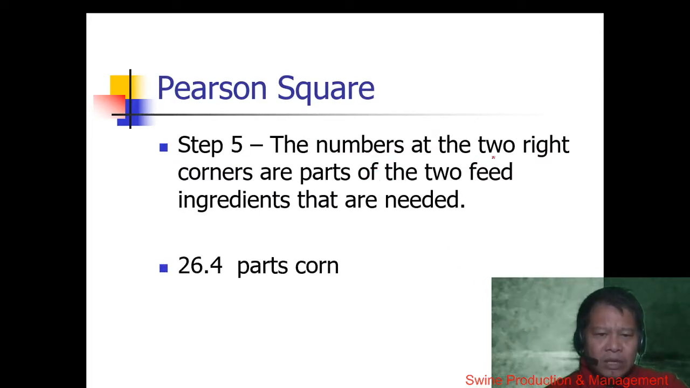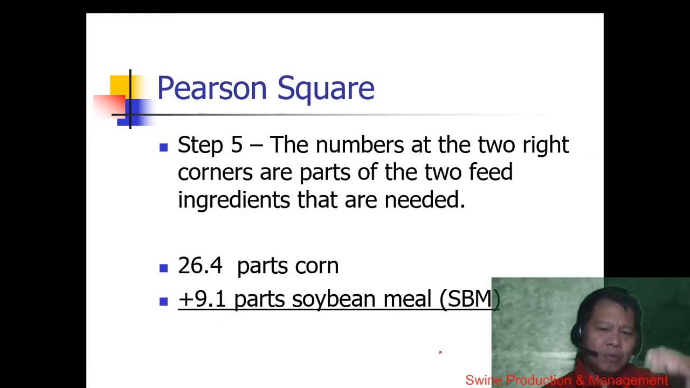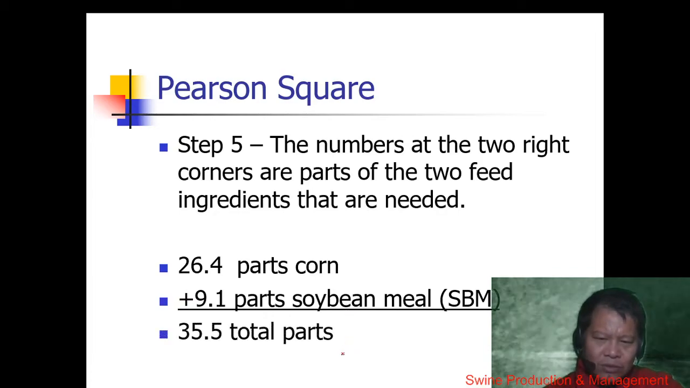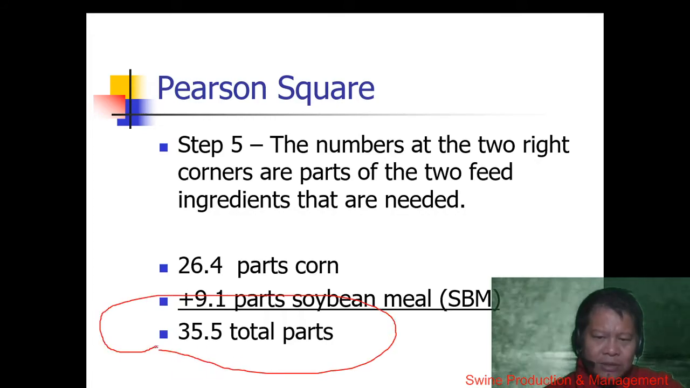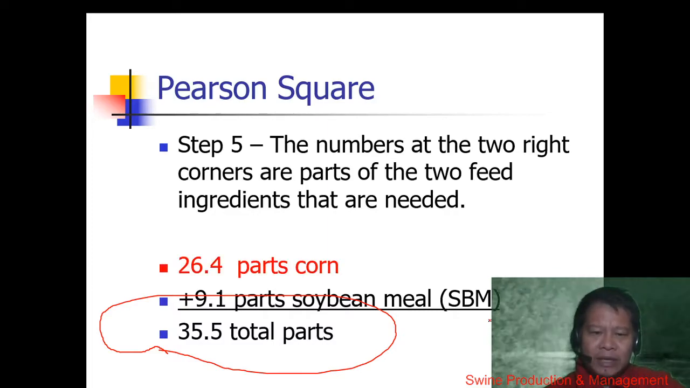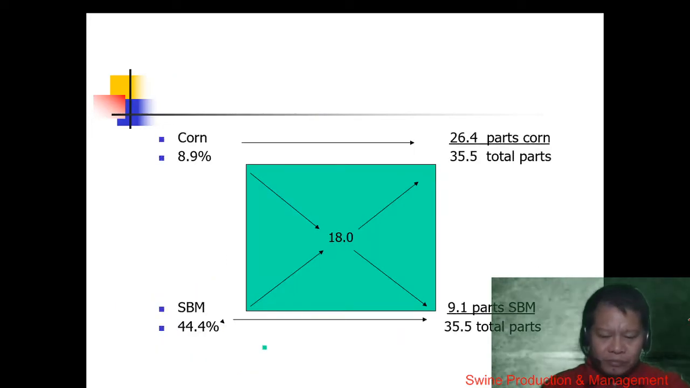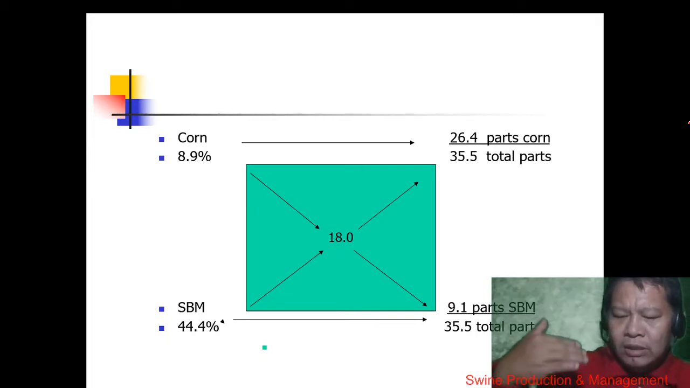Now, the numbers at the two right corners are parts of the two feed ingredients that are needed. So, 26.4 parts is for corn and 9.1 parts is for soybean meal. Of course, these are proportions, and the total parts is 35.5 for the two of them. So, don't be confused with that. It is better to express it in percent rather than parts, because parts are confusing.